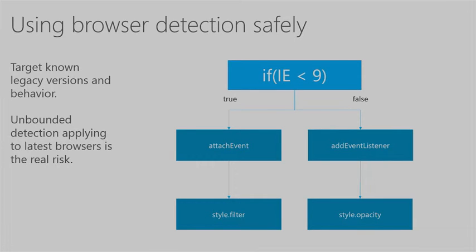Now, that isn't to say browser detection can't be used safely. In fact, so long as you're targeting legacy versions of browsers where the behavior is known and when the behavior was fixed is known, you're generally safe. So if I update this check to say, okay, well, if IE is less than 9, then I should use attachEvent and style.filter instead of addEventListener and style.opacity, which I know were added in IE 9 and up. It's really the unbounded and versionless browser detection that introduces the real risk because you don't know what the future will hold.